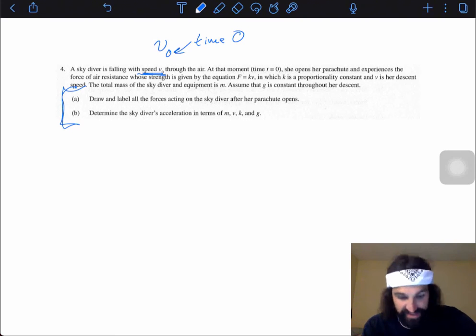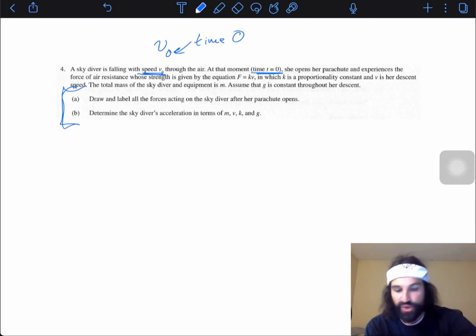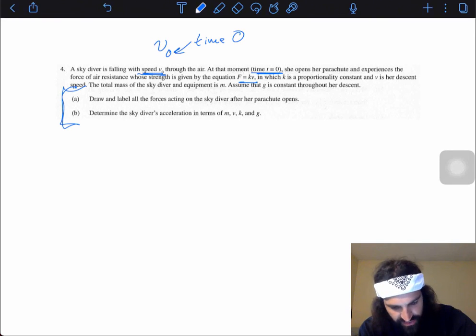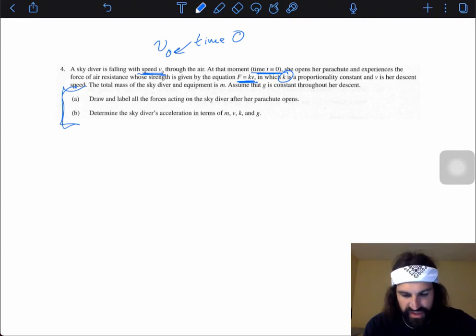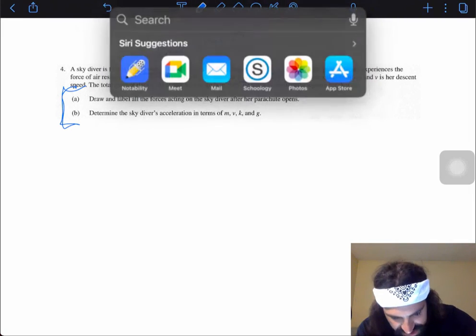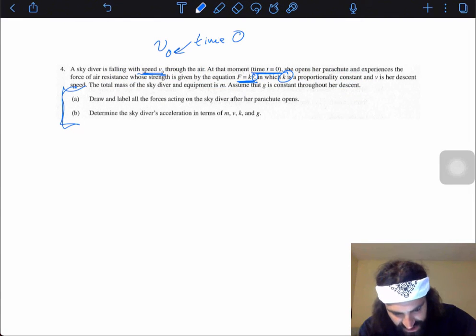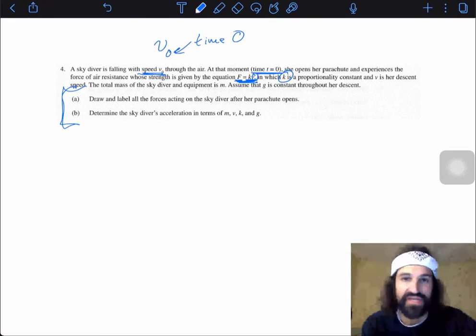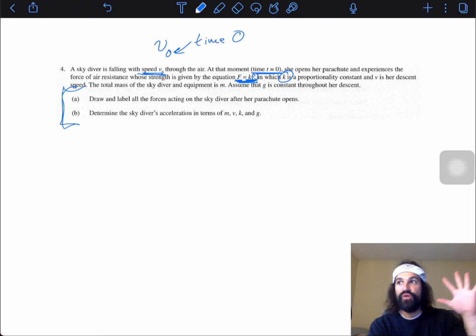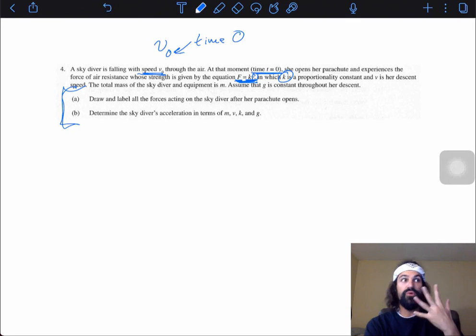At that moment, at time t equals 0, she opens her parachute and experiences the force of air resistance that is given by this equation. K is a proportionality constant, so that's a constant, that's not going to change. And V is her speed. So as she goes faster, her velocity gets bigger. If velocity gets bigger, the right side of the equation gets bigger. That means the drag, the air resistance, gets bigger too. So the faster you fall, the more air resistance you experience, which makes sense.